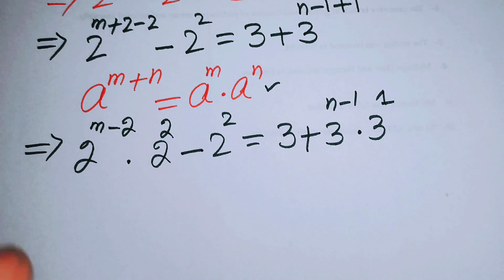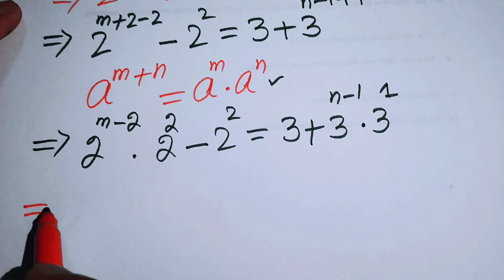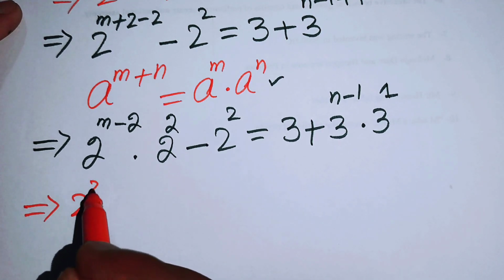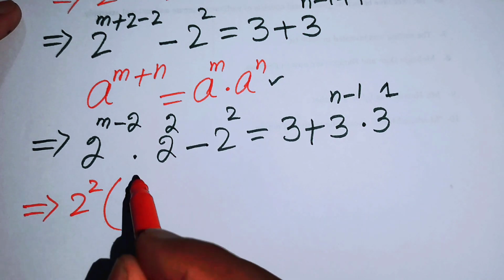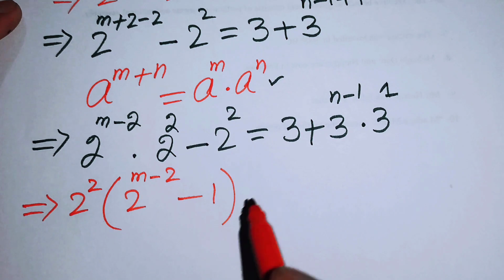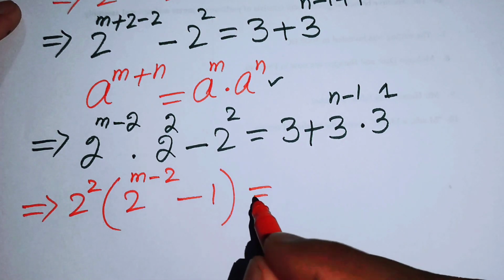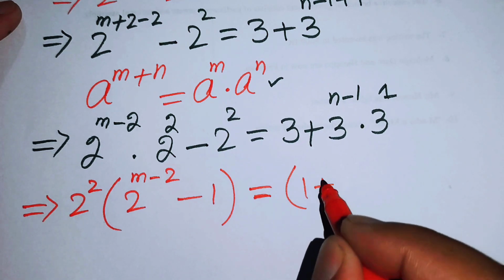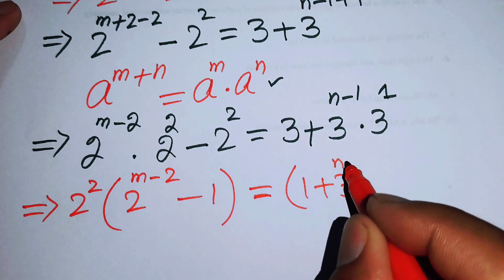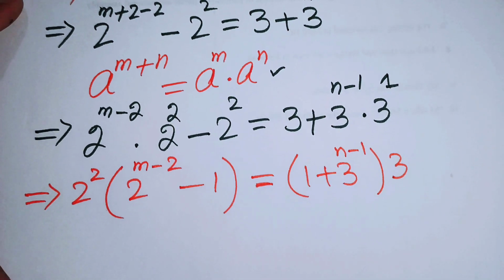So now first you can focus on the left hand side, and here you see that we have the common term 2 squared. So now we can take common 2 squared and you get 2 to the power of m minus 2 minus 1 is equal to, here you have the common term 3, so you get 1 plus 3 to the power of n minus 1 into 3. I can take common 3.